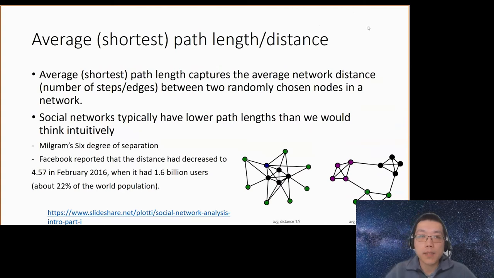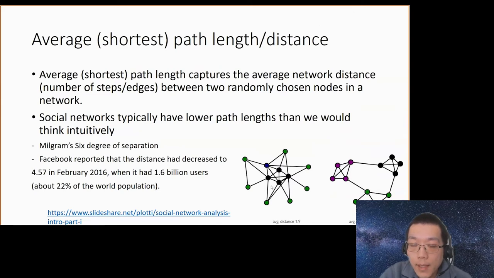So the next concept is called average path length, or average distance. It captures the average number of steps between two randomly chosen nodes in a network. The longer the distance, the more steps it takes to get from one to the other, and shorter means vice versa.